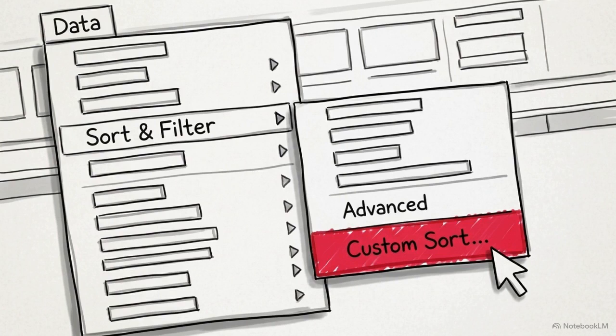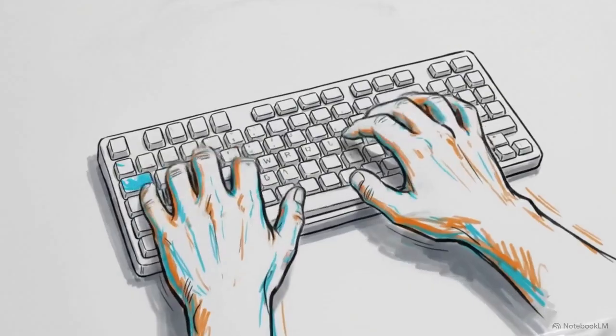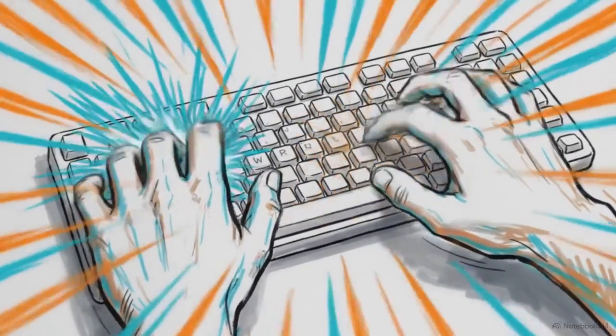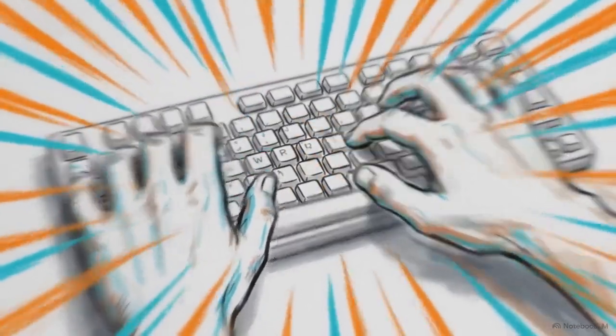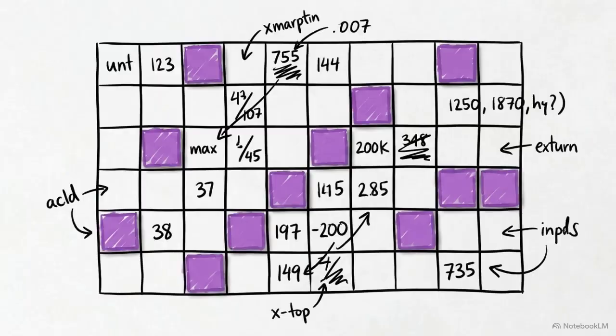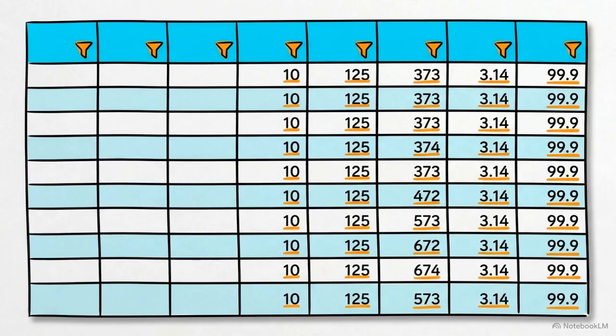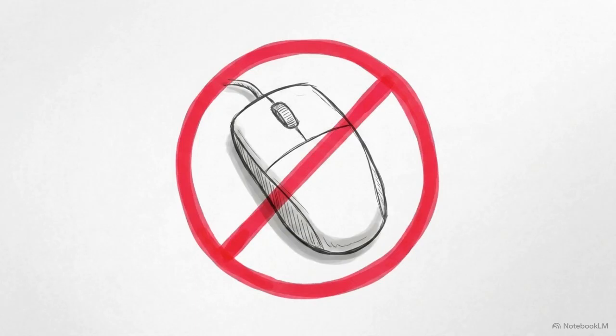Clicking through menus to format a spreadsheet takes time. Every time you reach for the mouse, you break your focus. But keeping your hands on the keyboard lets you execute commands instantly. Today, we are going to take a raw, unformatted data dump and turn it into a clean, professional table. And we are going to do it without touching the mouse once.